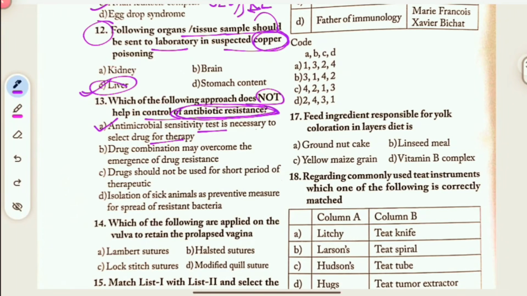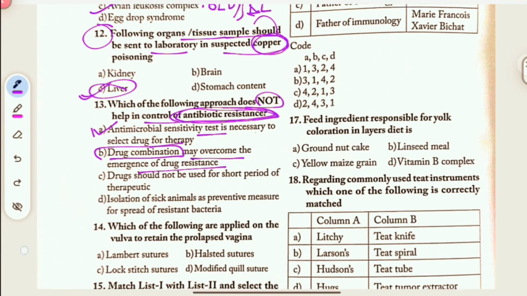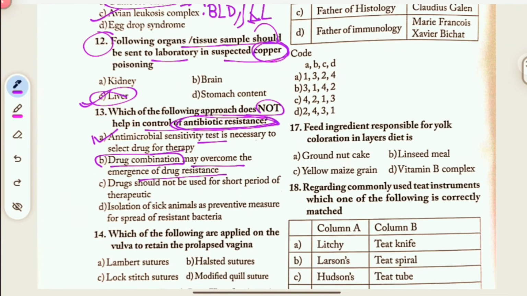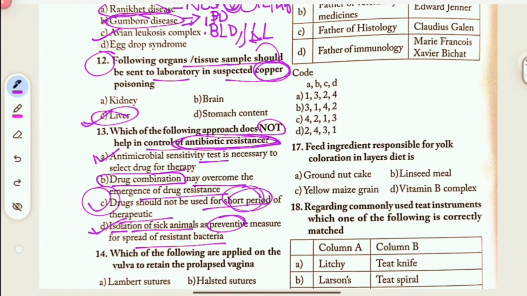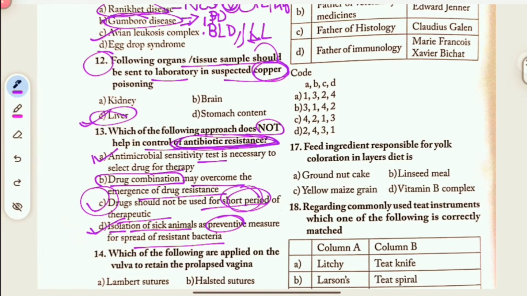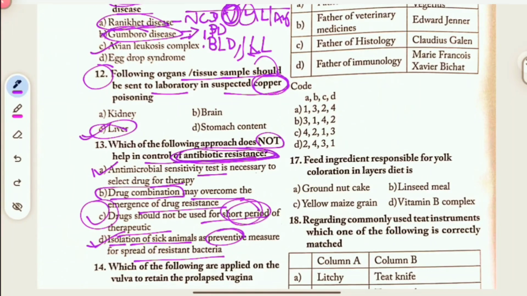And then option 2 says drug combination may overcome the emergence of drug resistance. Yes, multiple combinations of drugs can also be used to overcome resistance to antibiotics. Then option 3 says drugs should not be used for short periods of therapeutic use. And option D says isolation of sick animals as a preventive measure to spread of resistant bacteria. So this is also a correct practice to control antibiotic resistance. If you carefully see option 3, which says drugs should not be used for short periods of therapeutic use. When it comes to antibiotic resistance, it is a well-known fact that prolonged usage of a particular drug will lead to resistance in the bacteria present in the animal. Therefore, option 3 is not a suitable approach or practice to control antibiotic resistance.